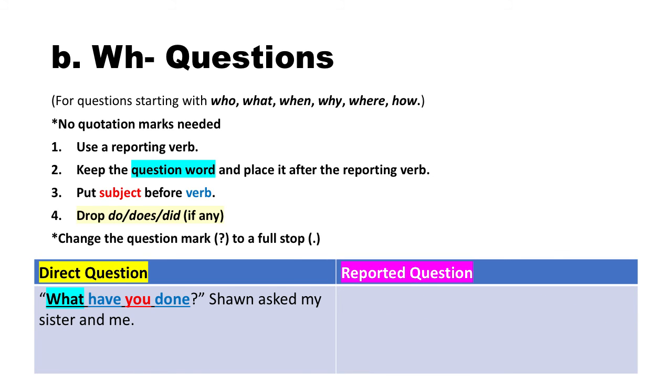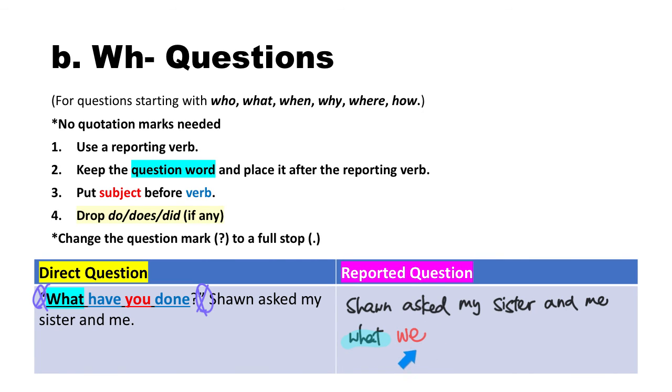How about this one? First, we know that we do not need quotation marks in the reported question. Then we start to write A asked B. We then keep the question word what. After what, we write the subject. The subject in the direct question is you, and this you refers to my sister and me. Because my sister and me has appeared in front already, we will use a pronoun here instead as the subject. We.